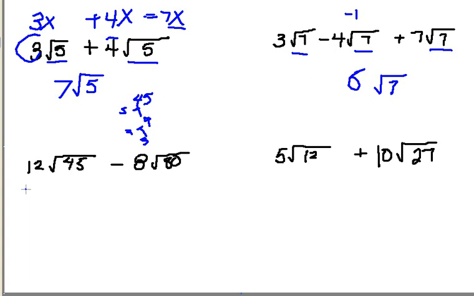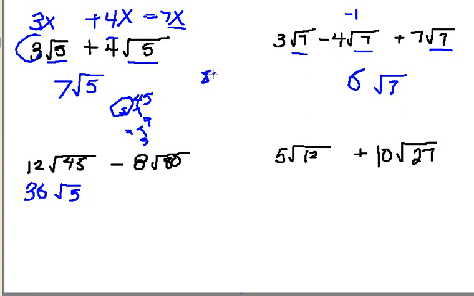I can move a 3 out front. When I move the 3 out front, I have to multiply it by the 12. 12 times 3 is 36. And now under my radical, I'm just left with whatever I'm left with, and that is square root 5. Now let's do the same thing for 80.